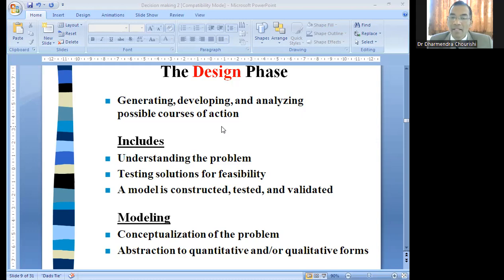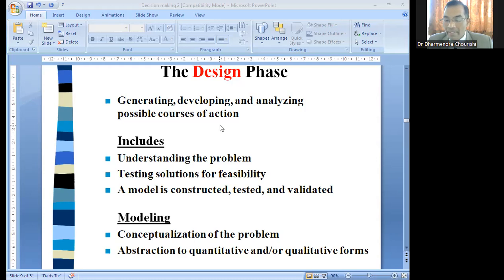It includes understanding the problem and testing the solution for feasibility, finding out whether it is feasible or not. This decision or course of action is feasible for a particular time, situation, and some conditions. A model is constructed, tested, and validated in this phase.